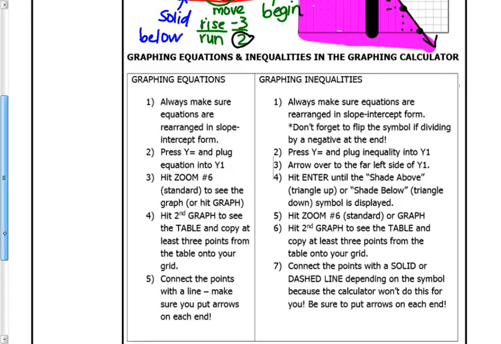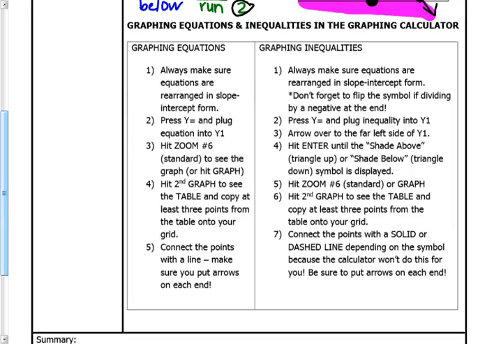All right. Graphing in your calculator. If you have a graphing calculator, you're going to follow these steps to do the inequalities and the equations. Okay? So what you want to do is always make sure the equations are rearranged. You can't do anything without making sure they're in y equals mx plus b form. When you have your equation, you're going to press y equals and put them into y1. You've got to hit zoom 6 to see the graph. Then you can go to your table and copy at least 3 points. Remember I said you need at least 3 before you can graph. And then you connect the dots with a line. Make sure to put arrows on each end.